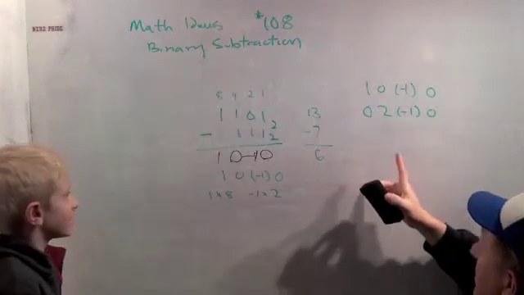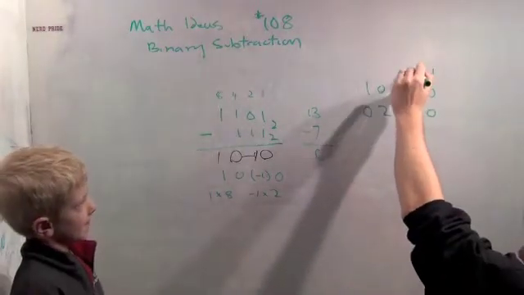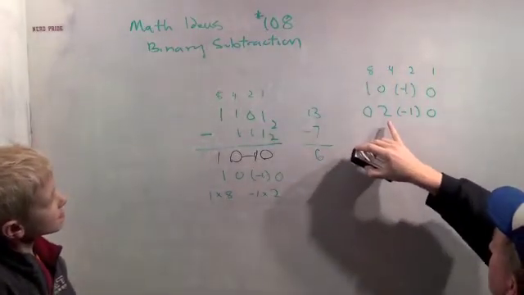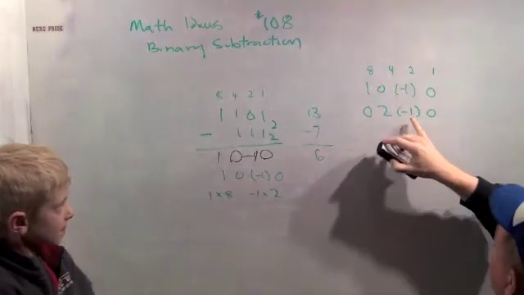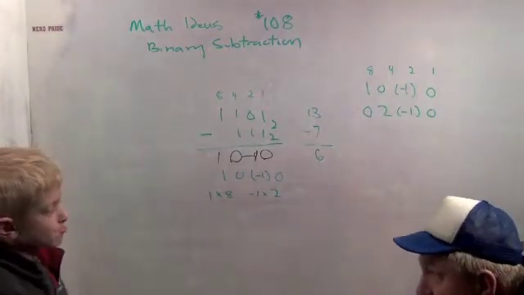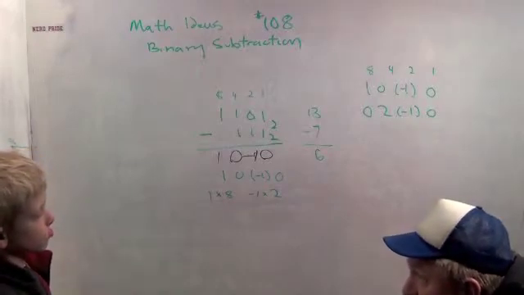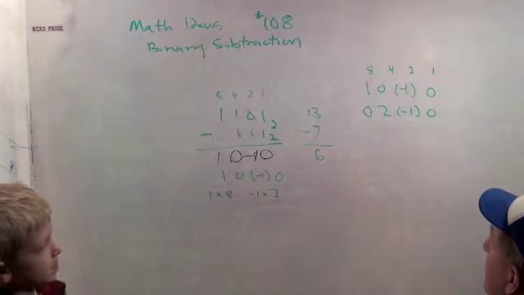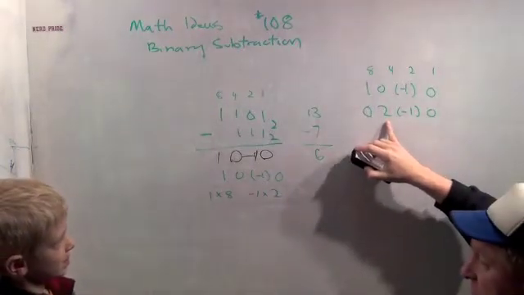But wait a minute. One thing we could check, since this is the 1s, 2s, 4s, and 8s, is that it's still equal to 6. It's 2 times 4 minus 1 times 2, which is 8 minus 2, which is 6. Okay, so we must still be okay, right? All right, now, what are we going to do with one of these 4s?